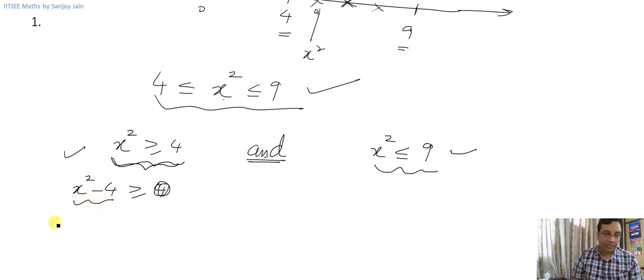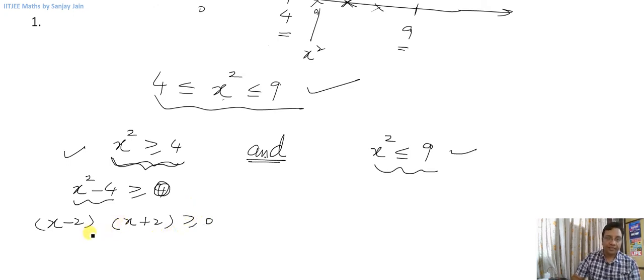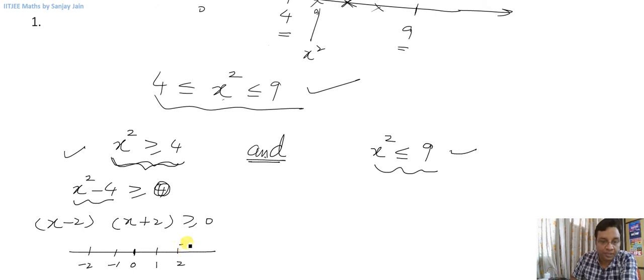Now if I factorize it, I can write (x - 2)(x + 2) ≥ 0. So now let me again show you on the number line: 0, 1, 2, -1, -2. If I take any number greater than 2 or any number lesser than -2 and put it in place of x, it will satisfy it. You can check it yourself. Let us say if I put 3, 3 + 2 is 5, 3 - 2 is 1, so 5 into 1 is 5 and it will satisfy it.